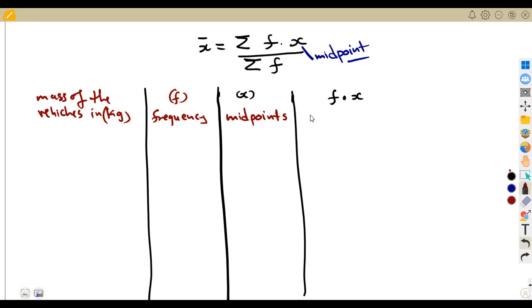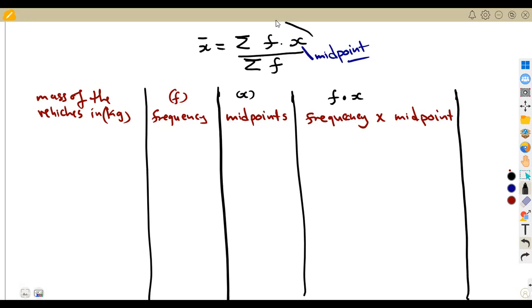Or let us just write in words, frequency times midpoint. So you're going to find the product of the frequency and the midpoint. This is what you need on your table, because you need the sum of these. You find the product, then you add; the summation means the sum. So you find the total. Also, you need the sum of the frequencies, the total frequency.